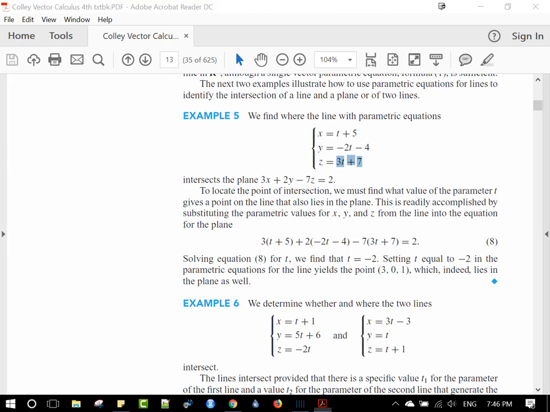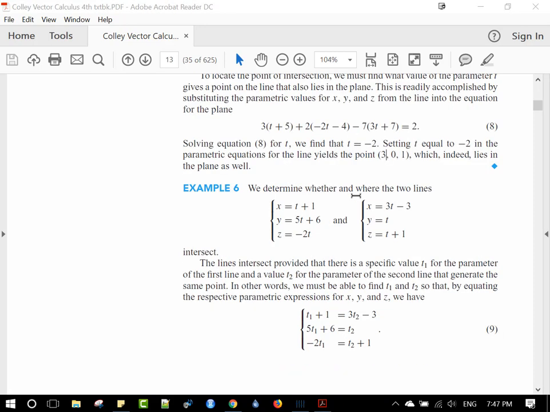Putting t equals -2 in gives us x, y, and z: 3, 0, 1, which indeed lies in the plane as well. We can see that when t equals -2 we get this, so that means that this is on the line. And we can also check that it's in the plane, that it satisfies that equation.